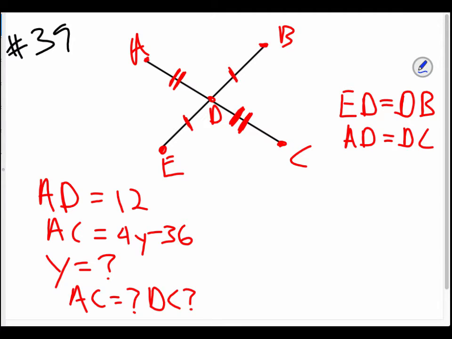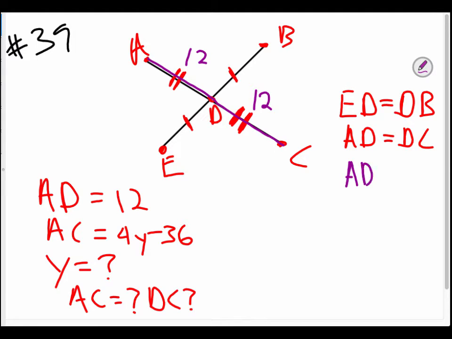So AD, from here to here, and I'm going to change some colors, AD from here to here is 12, right? But because of those two little marks, what does that tell me about DC? It's 12 as well. So this is 12. Boom. All right, so then what is AC? 24. So let's start writing this down.